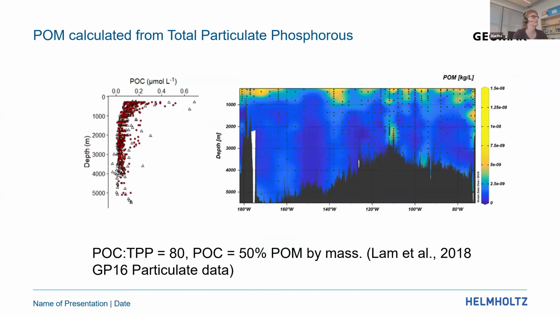So just to mention how we get the POM concentrations, just looking at the time, we use the POC to total particulate phosphorus ratio, and then calculated the POM from assuming 50% POC by mass.